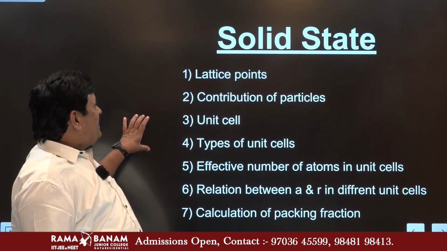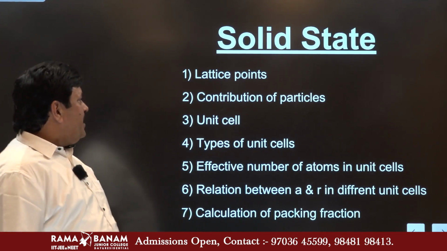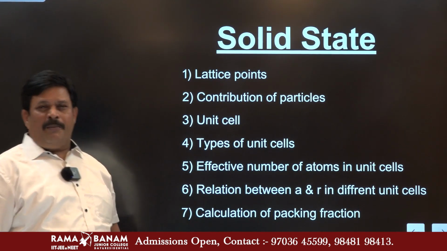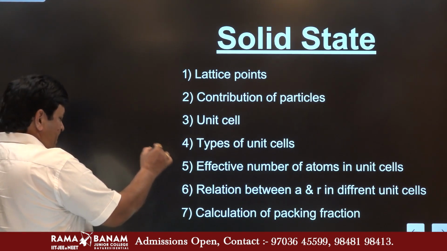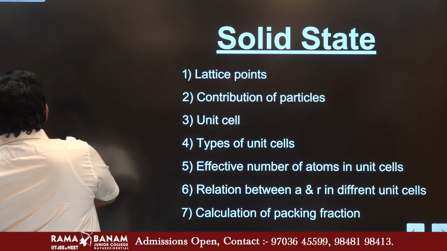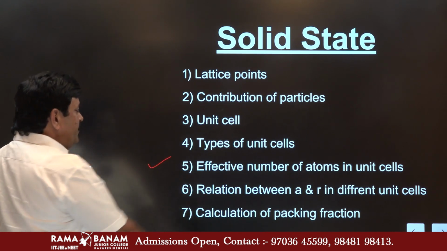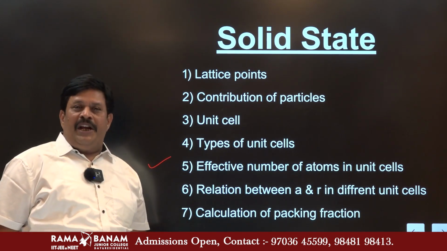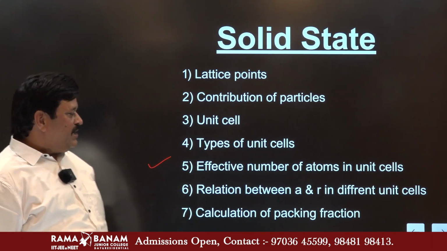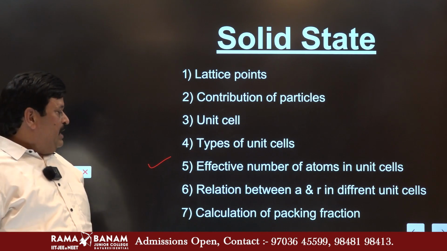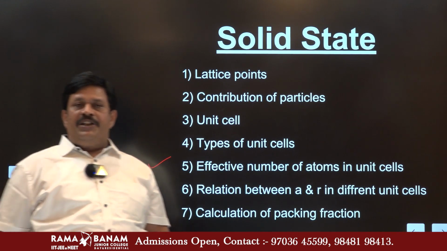What is to be discussed in solid state? These are the subtopics, students. First one is lattice points. Second one is the contribution of the particles. Third one is unit cell. And fourth one is types of unit cells and effective number of atoms. Relation between a, where a is the edge length of the unit cell and r is the radius of the particle. So, relation between a and r in different unit cells and calculation of packing fraction.